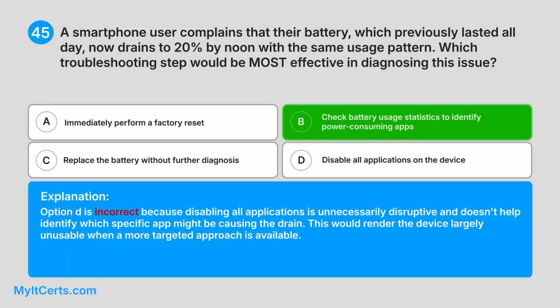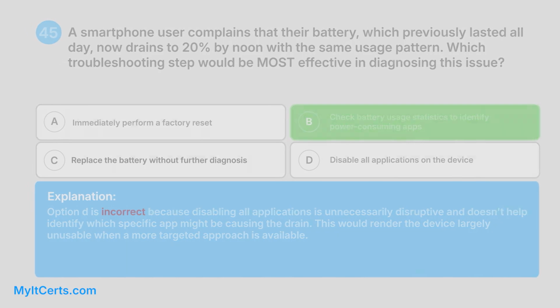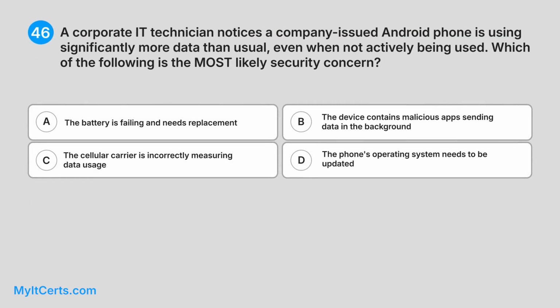Option D, disable all applications on the device, is incorrect because disabling all applications is unnecessarily disruptive and doesn't help identify which specific app might be causing the drain. This would render the device largely unusable when a more targeted approach is available.